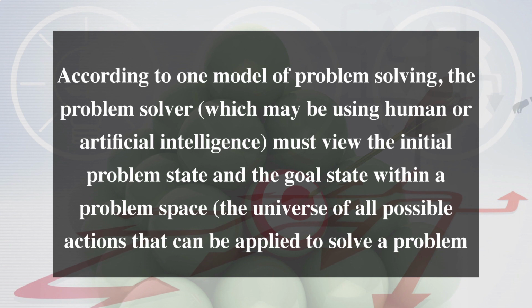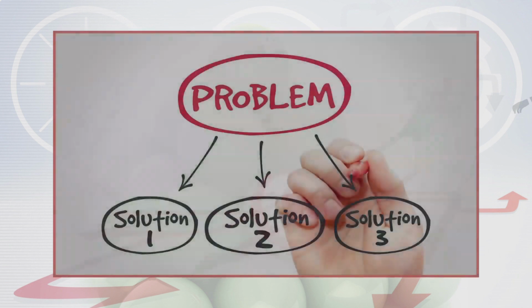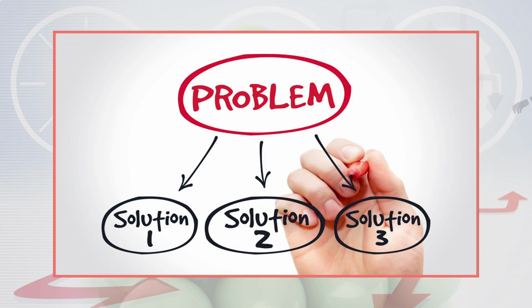The problem solver, which may be using human or artificial intelligence, must view the initial problem state and the goal state within a problem space, the universe of all possible actions that can be applied to solve a problem, given any constraints that apply to the solution of the problem.